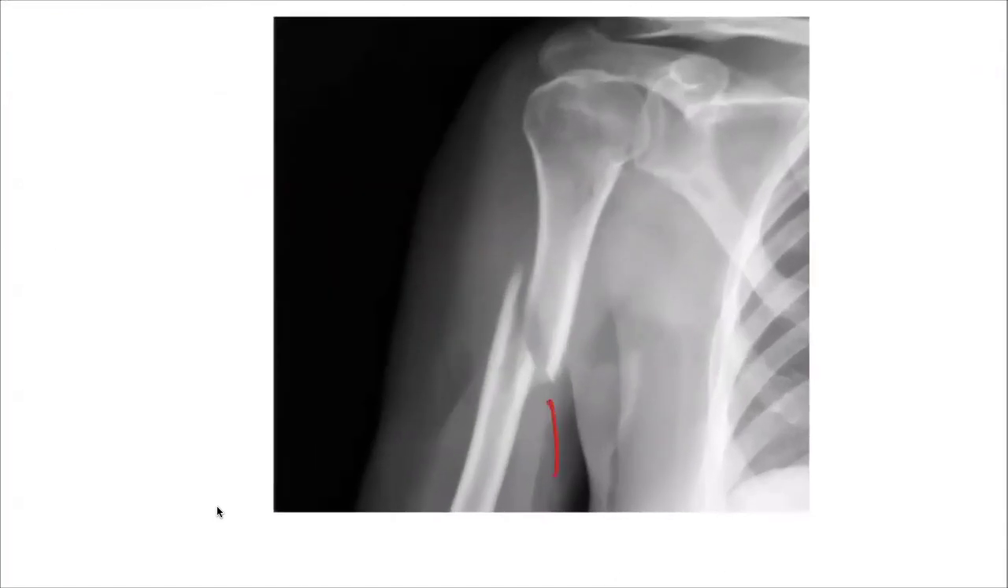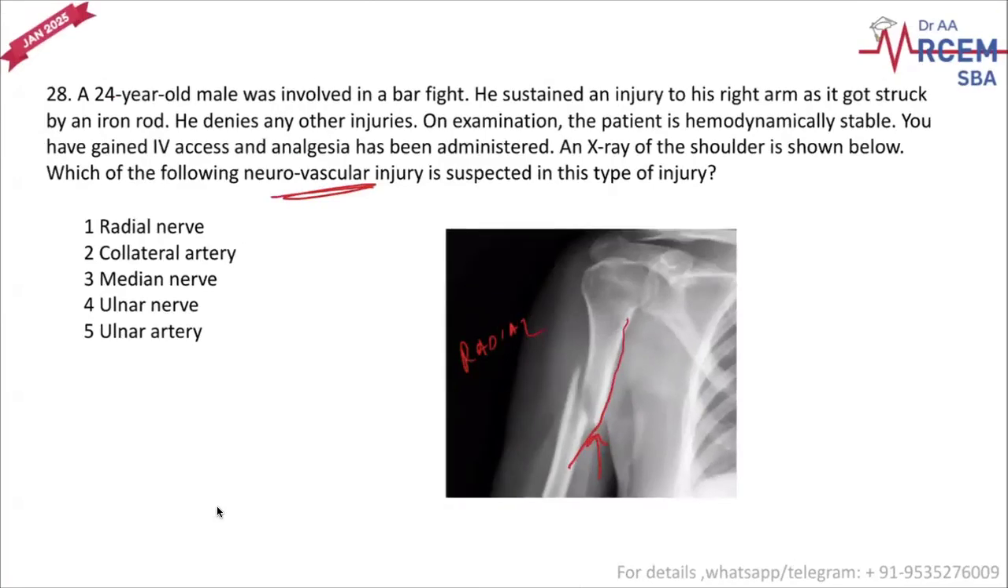What is the injury here? It is a shaft fracture of the humerus. Whenever a shaft fracture is there, you are suspecting a radial nerve injury because the radial nerve runs very close to the humerus here. Behind there is a groove, it runs very close to it. So you're suspecting a radial nerve injury here.